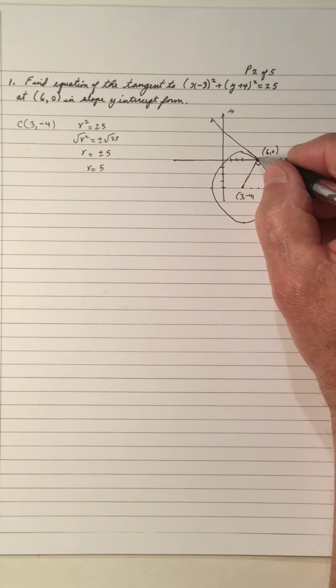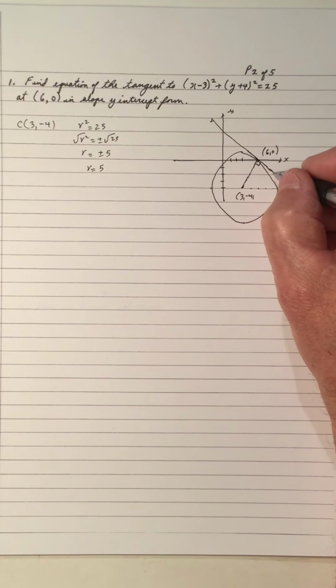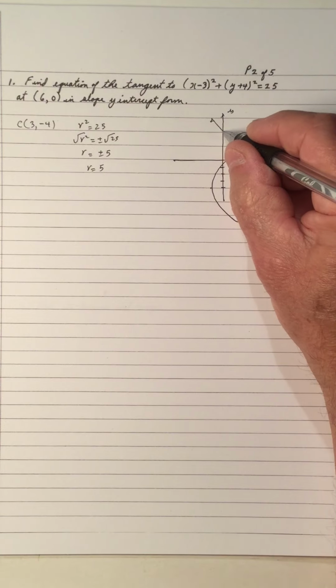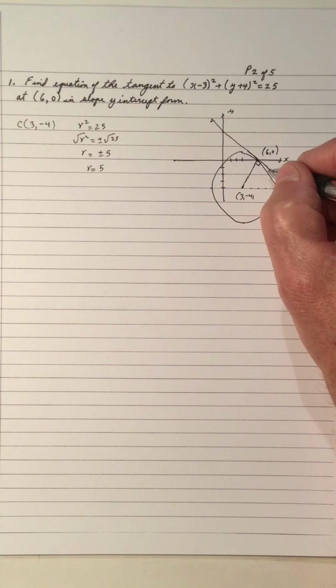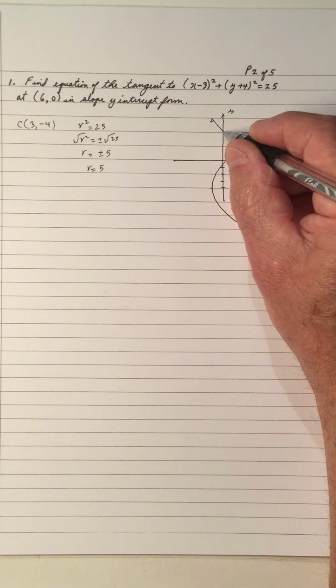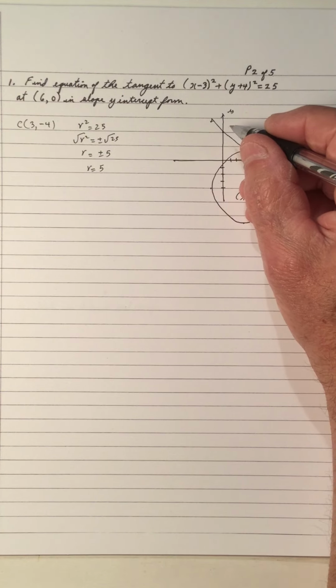So we're going to find the equation of this tangent right here, and you can see that it hits, notice the slope is negative and the y-intercept is up here. So let's go to work and find it.